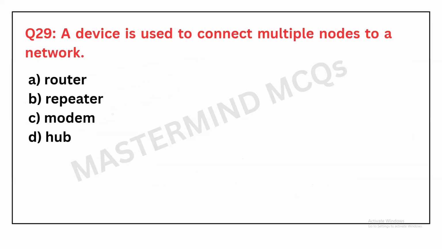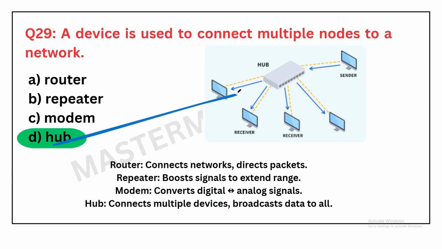Question number 29. A device used to connect multiple nodes to a network is called what? Option A, router. Option B, repeater. Option C, modem. Option D, hub. The right answer is option D, hub. A router connects multiple networks and directs data packets to their correct destination.